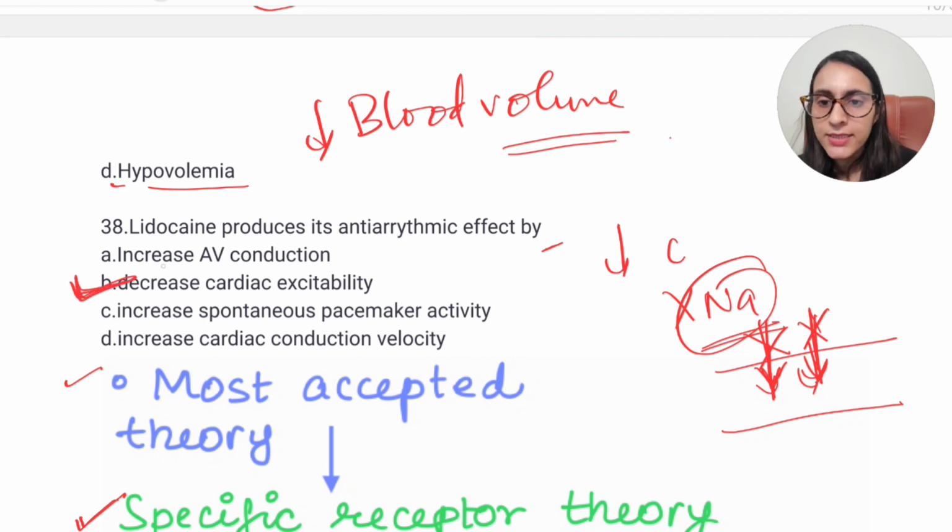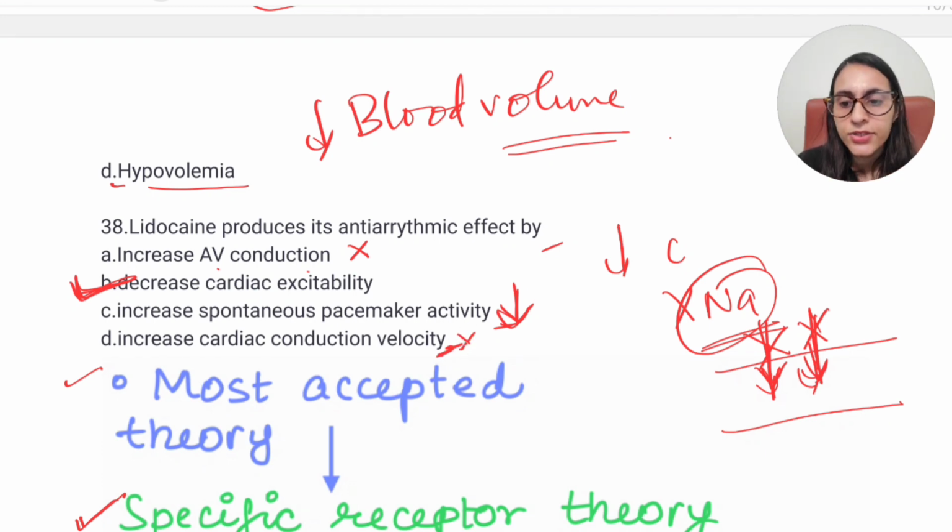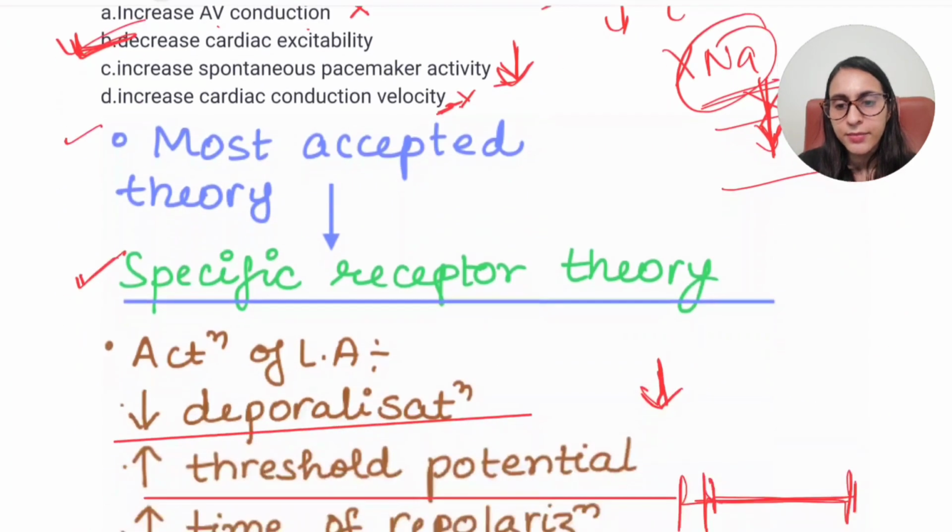Looking at option A, increasing the AV conduction, lidocaine does not increase AV conduction, it tends to stabilize it though. Option C, increasing the spontaneous pacemaker activity. Lidocaine typically reduces the pacemaker activity. And option D, increasing the cardiac conduction velocity. Lidocaine has some effects on the conduction velocity, but it's not the primary action of excitability reduction. So the answer to this question is decrease in the cardiac excitability.